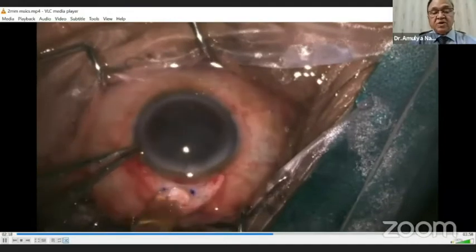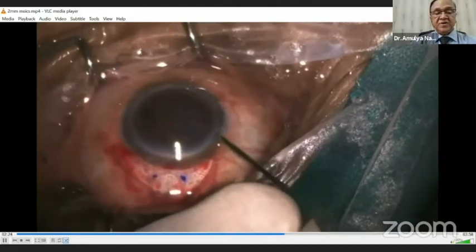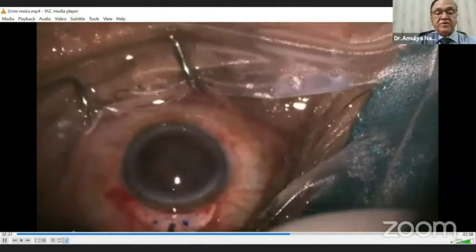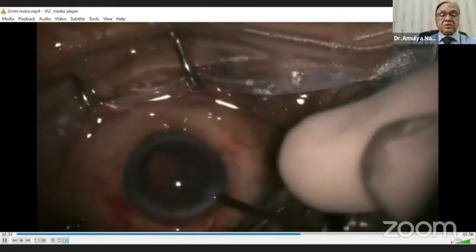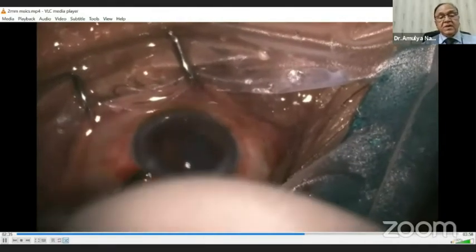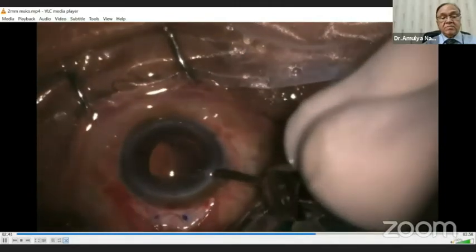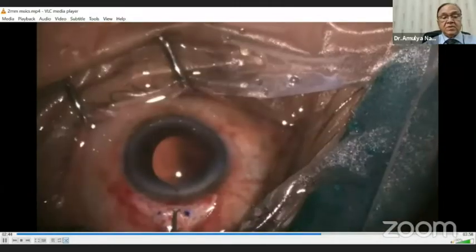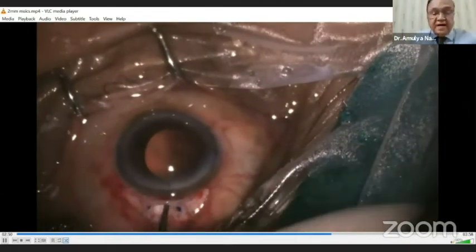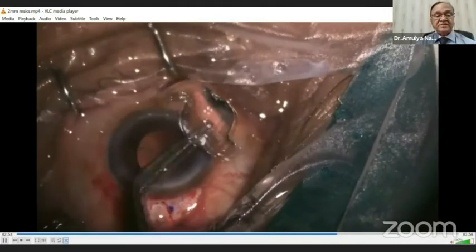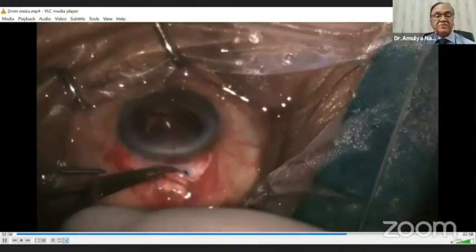This is a modified vectis. A normal vectis cannot take it out. It will rub against the endothelium. This modified vectis helps me to just drag it out without rubbing the endothelium. After the nucleus, this is polishing, and either I can maneuver the foldable lens directly, or I can inject it. It depends upon my convenience.